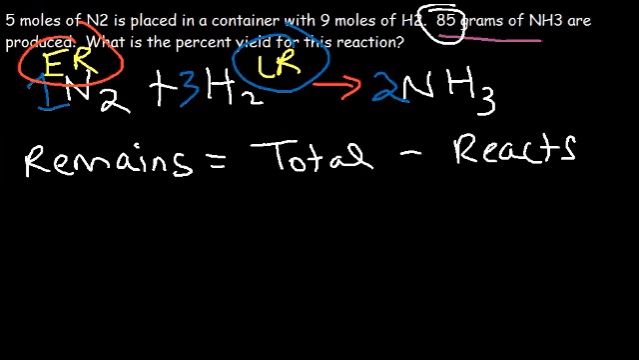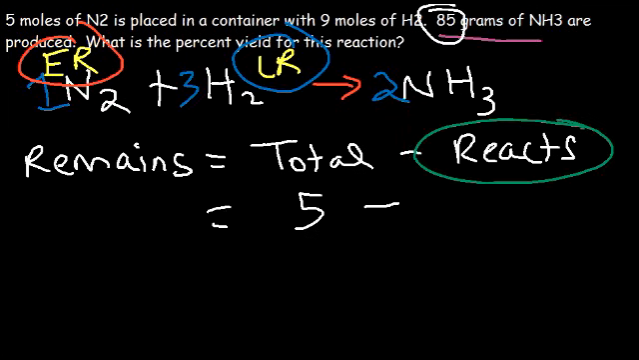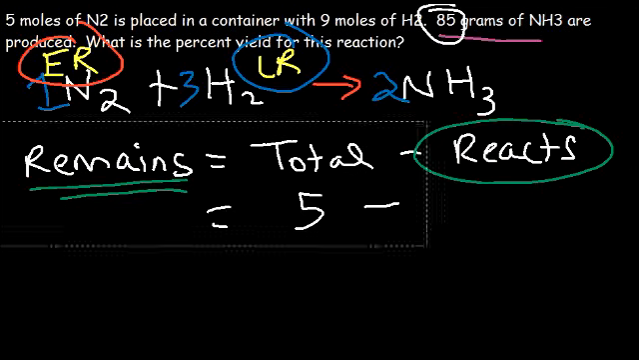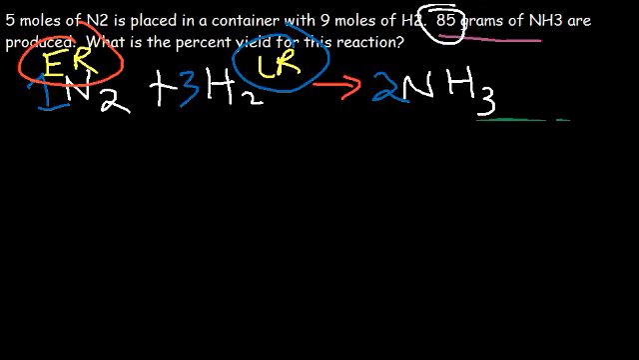Now we have the total. Before the reaction, we had 5 moles of N2. We need to use stoichiometry to find out how much reacts. Once we get that number, we're going to subtract 5 by that number, and then we can find out how much remains. To find out how much N2 reacts, start with the limiting reactant H2 and convert it to N2.